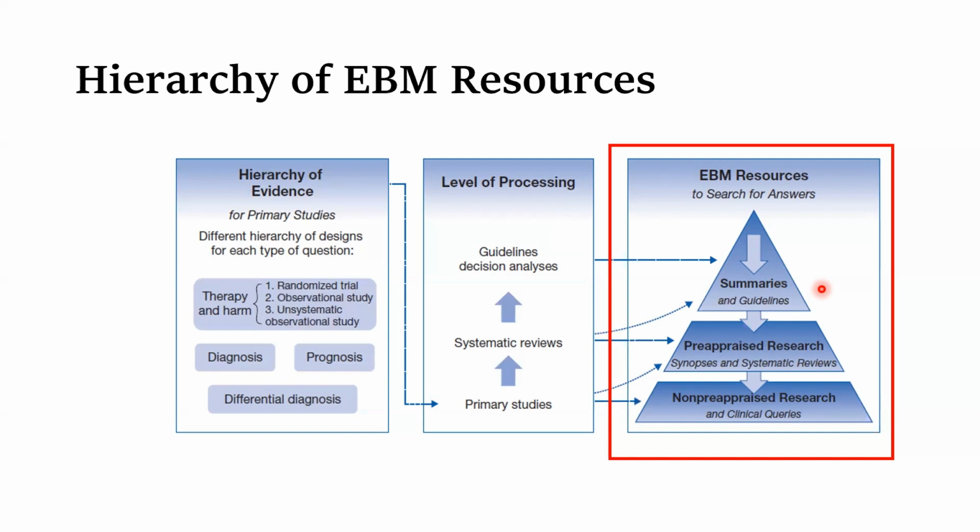And if those don't answer your clinical question, you look for pre-appraised research, which are synopsis and systematic reviews. If these are still not able to answer your clinical question, you would then look for non-pre-appraised research. These are your primary studies, which you would then appraise yourself. Most clinical questions would be answerable by summaries and guidelines.